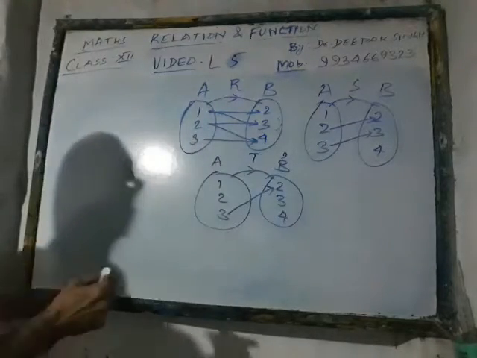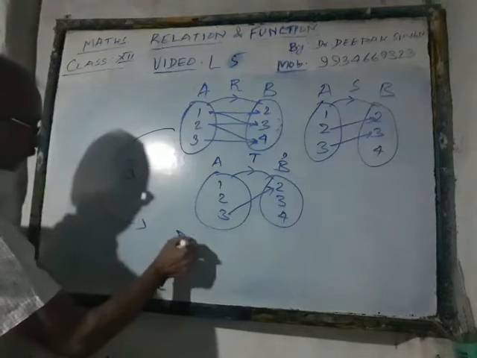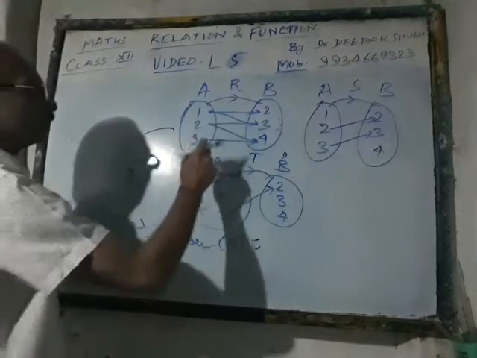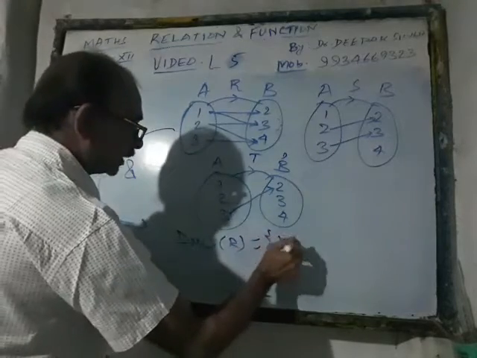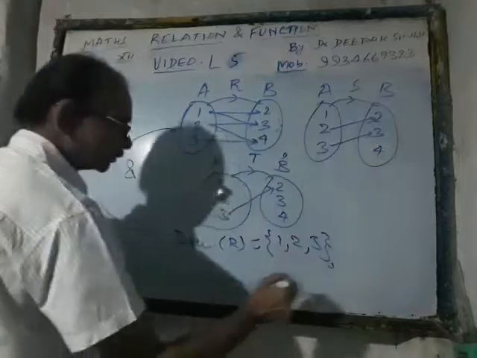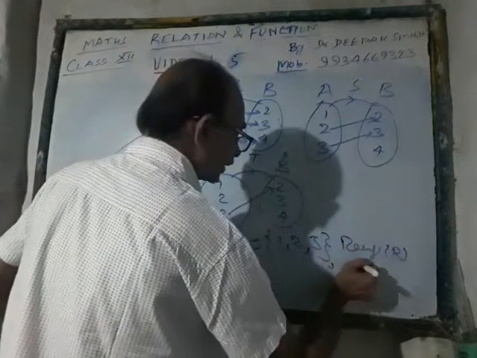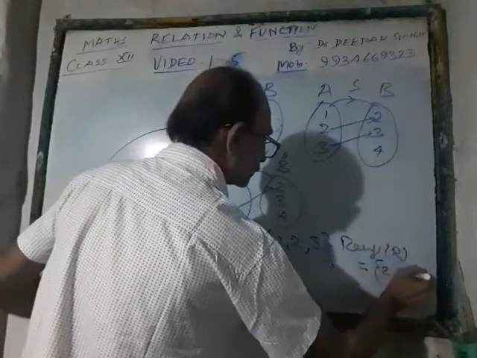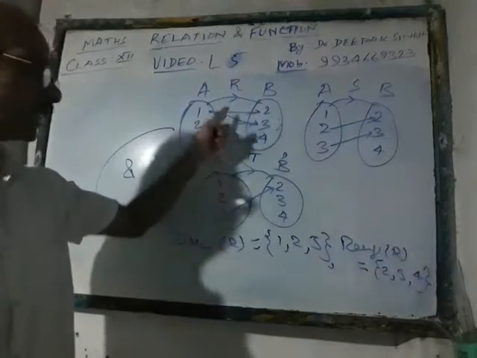So far as domain is concerned, what will be the domain of R? Which elements have been taken into consideration? All those elements of A. So you will be taking 1, 2 and 3 as domain. What about range? All elements have been taken into consideration: 2, 3, 4. So this is the domain and range of the relation R.